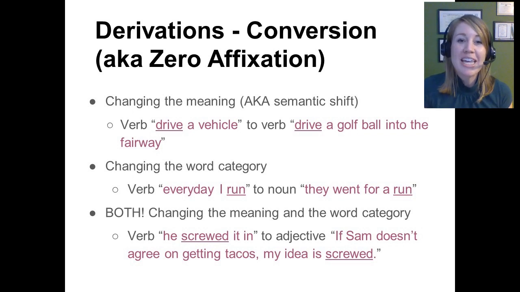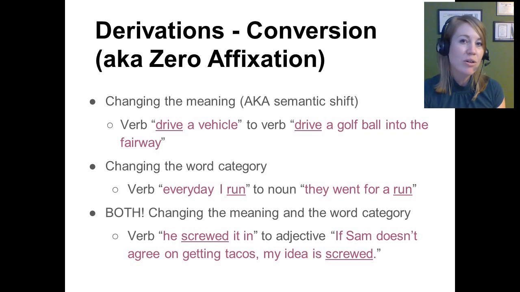This is when we change the meaning of a word, but we don't change anything about the word in terms of spelling or pronunciation. We're just changing the meaning of the word. So we have the verb drive, as in to drive a vehicle. Right? Drive is a verb, it's an action. And we also have the verb drive, as in to drive a golf ball down the fairway. In both instances, the word drive is a verb. But what's different is the meaning.